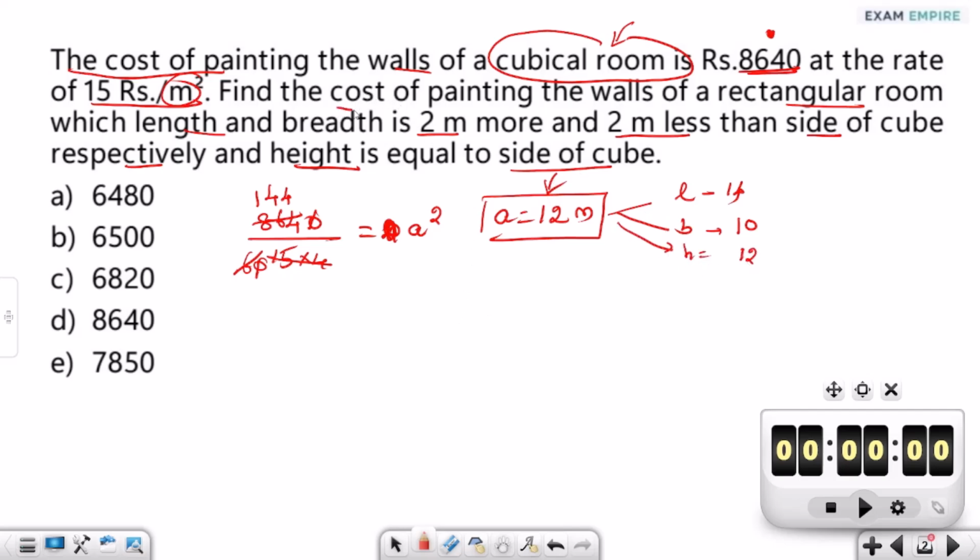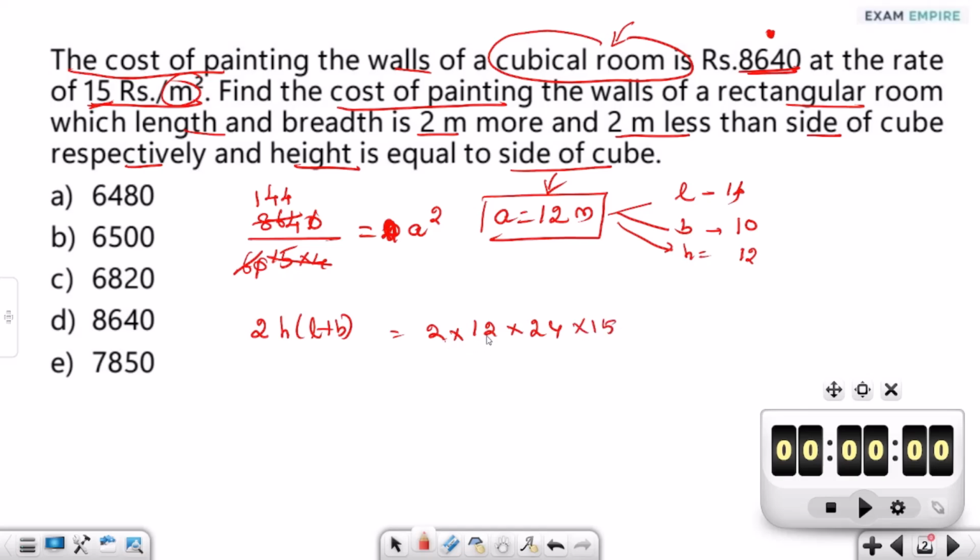And we need to find the cost of painting the walls of a rectangular room. So what is the formula to find the area of the walls of a rectangular room? That is 2 into h into L plus B, which is nothing but the curved surface area. So 2 into, so what is h? 12. So what is L plus B? 24. And again, what is the cost of painting 1 meter square, which is 15.